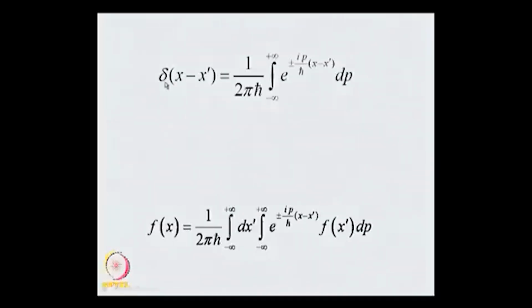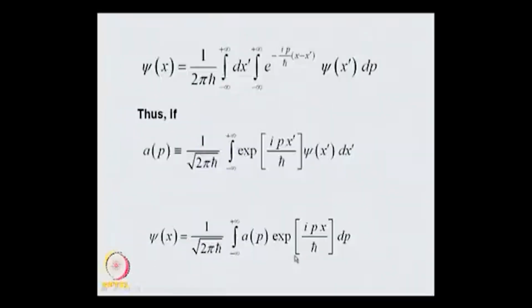So, this is again the integral representation of the delta function, and because of the delta function f of x is equal to so much. Because f of x is equal to the integral of delta of x minus x prime times f of x prime. So, I substitute it here and I will get this as f of x.